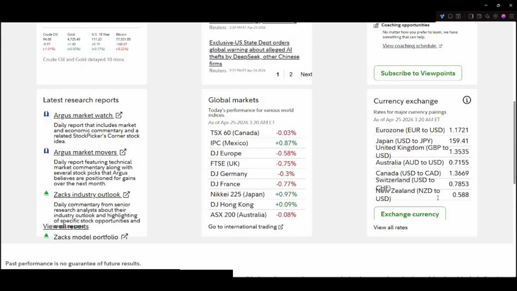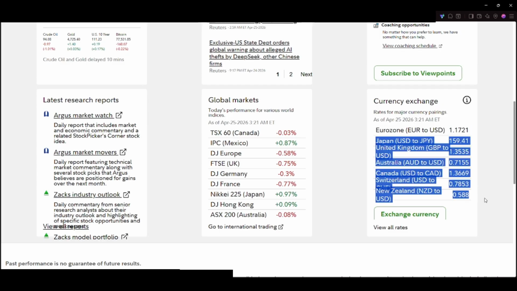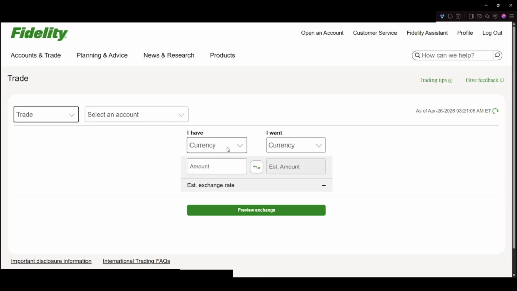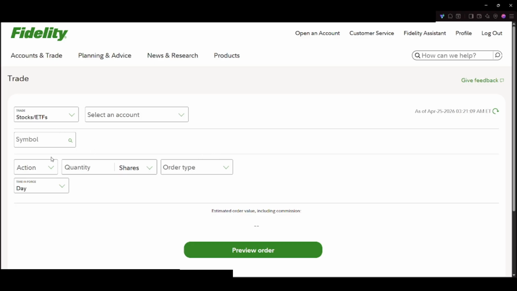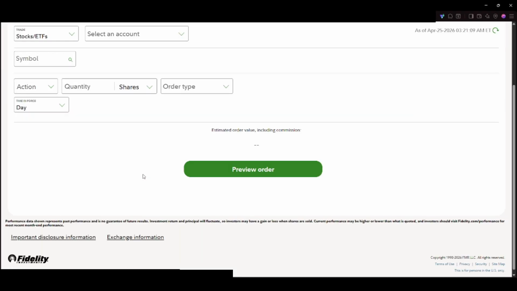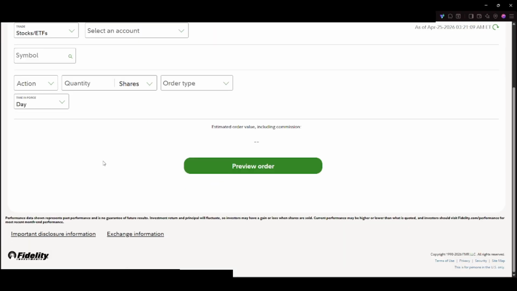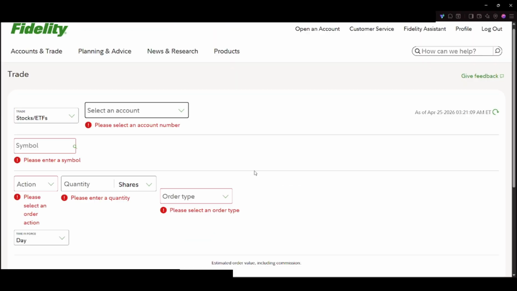Remember to check the current exchange rate and any fees that may apply to your transaction. Next, enter the amount of yen you wish to purchase. Fidelity will display the equivalent amount in your base currency, along with the trading fees. Make sure to review these details carefully to ensure that you are comfortable with the rates and costs involved in the transaction. Finally, confirm your purchase once you are satisfied with the details.